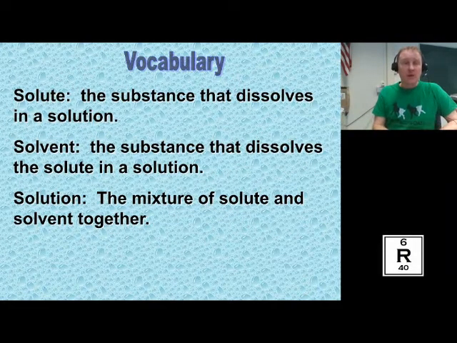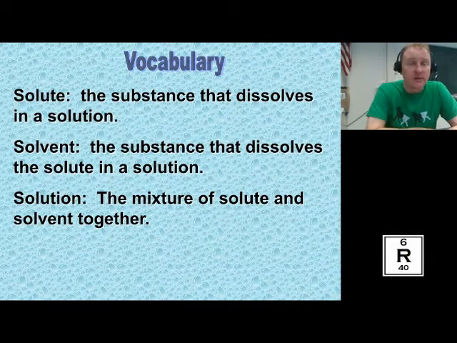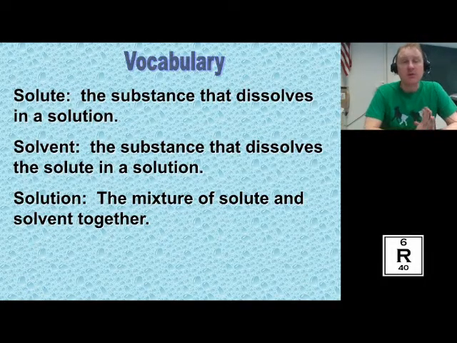So first of all, a solute is a substance that dissolves in a solution. A solvent is the substance that dissolves the solute in a solution. And a solution is a mixture of solute and solvent together. So the solute is what's being dissolved in a solution. For instance, the most common solution on Earth that we understand is water. Solvent. Water is an amazing solvent. It dissolves polar things quite well.